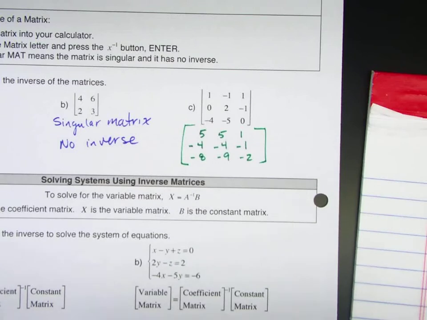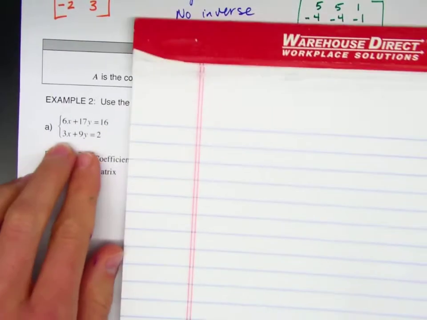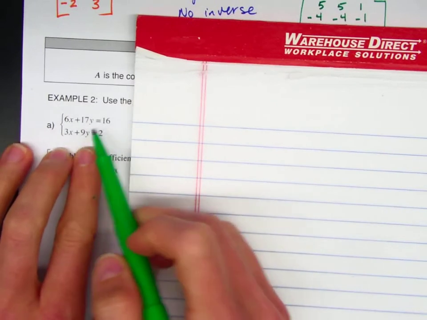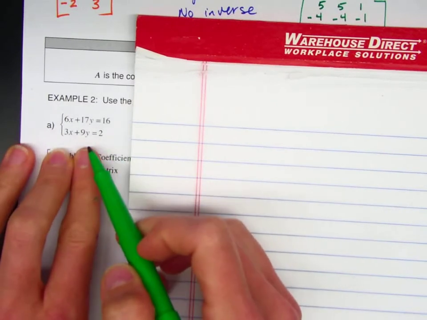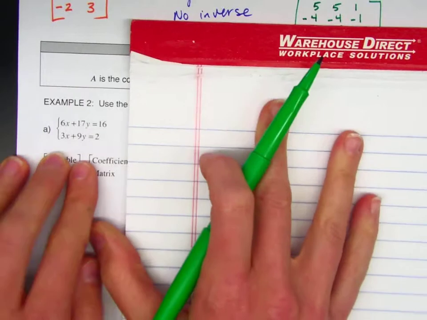Okay, so the reason why we want to find the inverse is we learned how to solve systems using that row reduced echelon form, but there is also a way to do it using inverses. So what I want to talk about is this equation right here. We have 6x plus 17y equals 16 and 3x plus 9y equals 2.